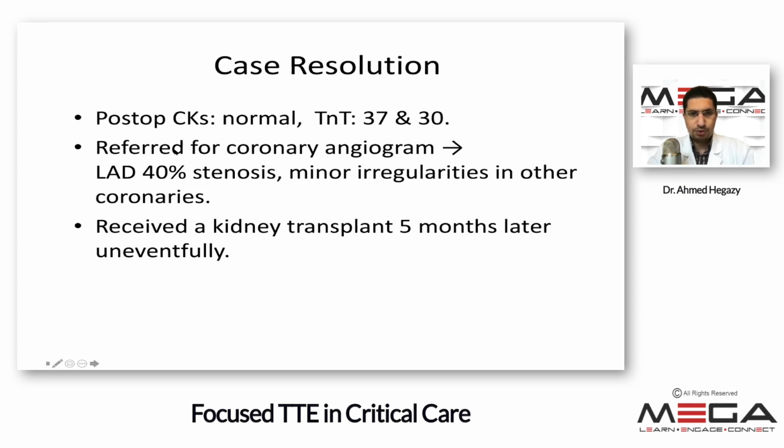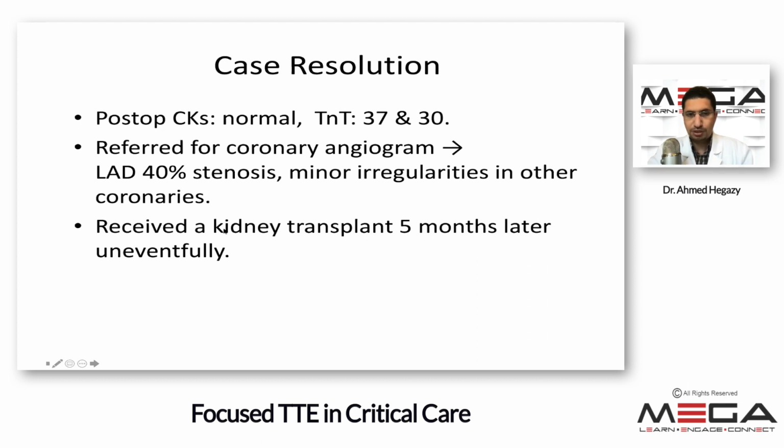And the patient was referred for a coronary angiogram, and the angiogram did not show any significant stenosis. The LAD was only 40% stenosed, which is non-significant. We all know that for the LAD, the RCA and the circ, significant stenosis is considered beyond 70%. Anything less than 70% is non-significant stenosis. So he would not be eligible for any stenting or bypass or anything like that. This is not considered significant. And he had minor irregularities in the other coronaries.